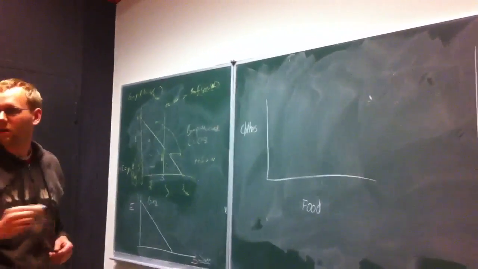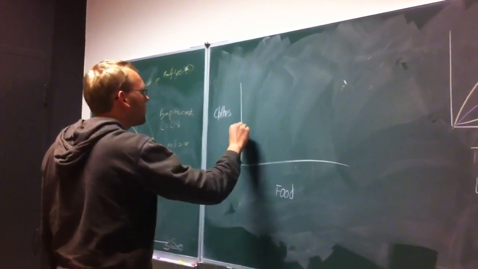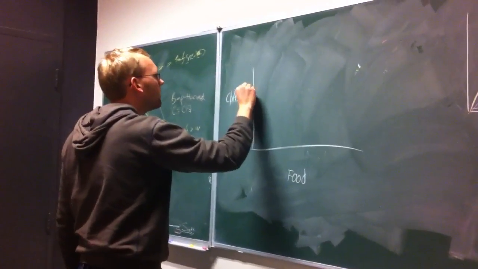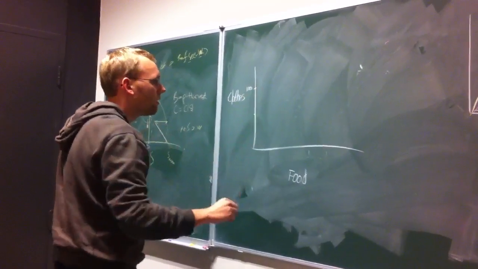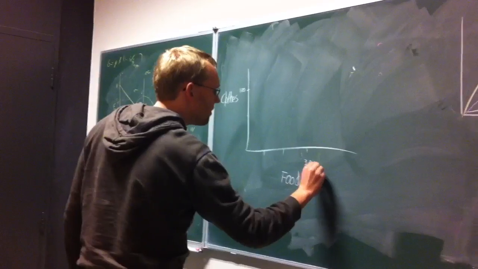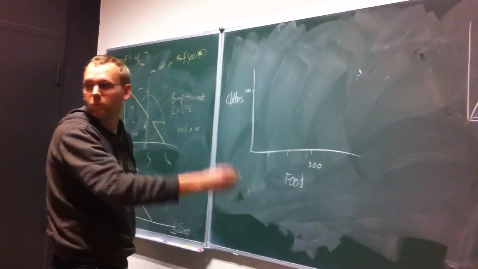Basically we've got one country that's producing this. So let's say this country can, if it spends all its resources on making clothes, make 100 items of clothing. If it spends all its resources on making food, it can make 300 items of food, but no clothing.